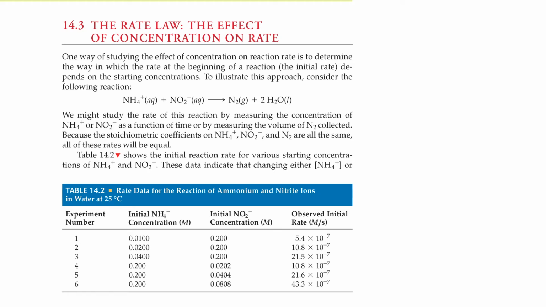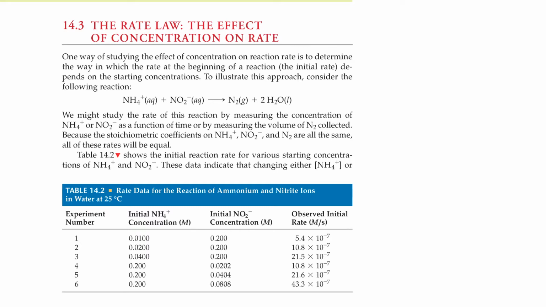Section 14.3, the rate law, the effect of concentration on rate. One way of studying the effect of concentration on reaction rate is to determine the way in which the rate at the beginning of the reaction, or the initial rate, depends upon the starting concentrations. To illustrate this approach, consider the following reaction. Ammonium ion plus nitrite ion yields nitrogen plus water.